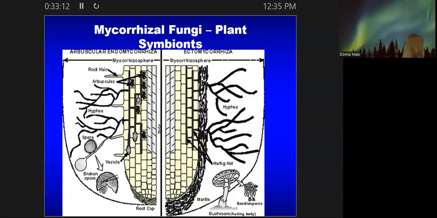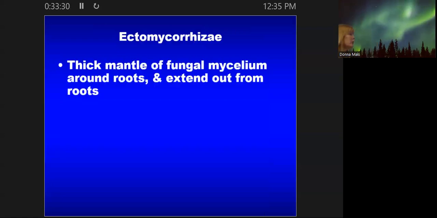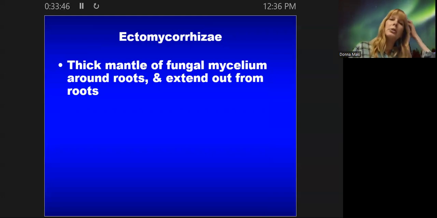The Hartig net is what's growing inside. They call it a net because if you were to take the root tissue and dissolve it away, what's left, if you were just to imagine the fungal hyphae, it does look like a fishing net morphology. So they call it the Hartig net. So that thick mantle of fungal mycelium or hyphae is growing around the root. And don't forget, there's also hyphae that will grow off the root, because that's a huge deal. The plant really wants that, so they have to grow off the root and into the soil.